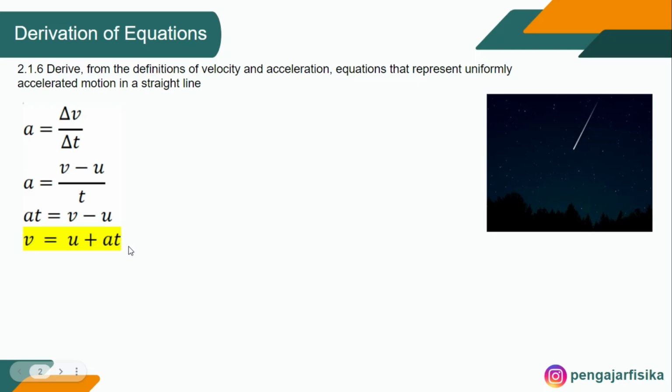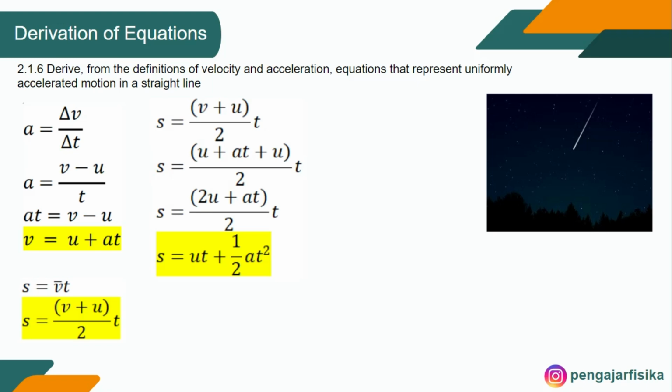And then for the second one, we get it from this: displacement equals average velocity times time. And then when we expand the average velocity, it becomes final velocity plus initial velocity, divided by 2, times time, of course.